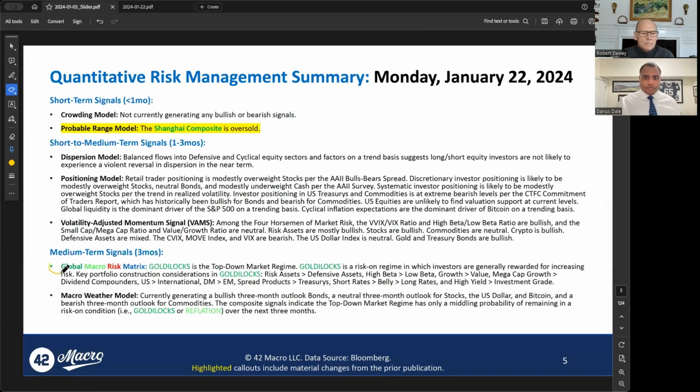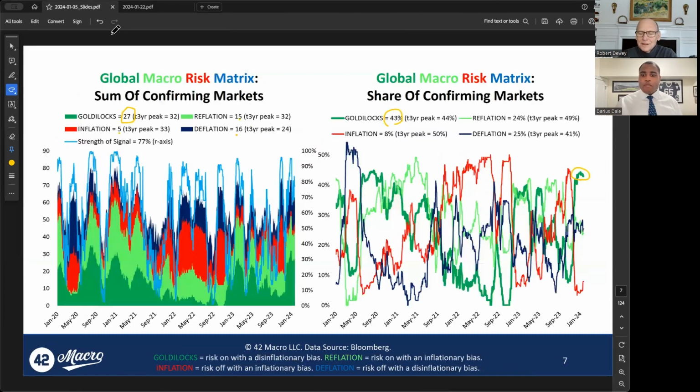Well, think about the key portfolio considerations in that particular regime. Risk assets tend to outperform defensive assets. High beta tends to outperform low beta as a factor. Growth tends to outperform value as a factor. Mega cap growth tends to outperform dividend compounders as a factor. U.S. stocks tend to outperform international stocks. Developed market stocks tend to outperform EM stocks. Spread products typically outperform treasuries in the fixed income market. Short rates typically outperform the belly, which typically outperforms long rates. And then high yield typically outperforms investment grade. So that's how we think about market risk currently.